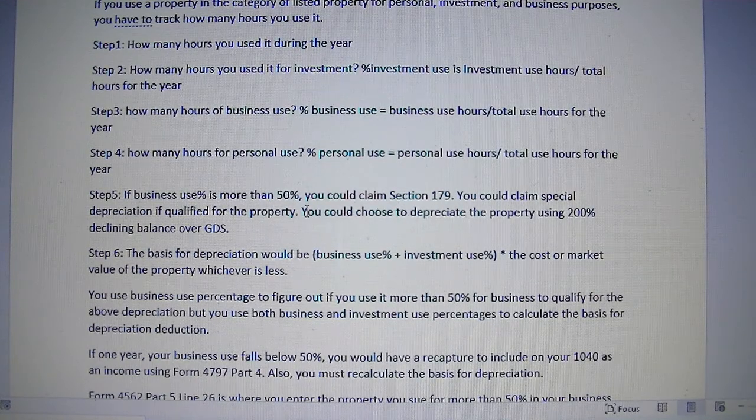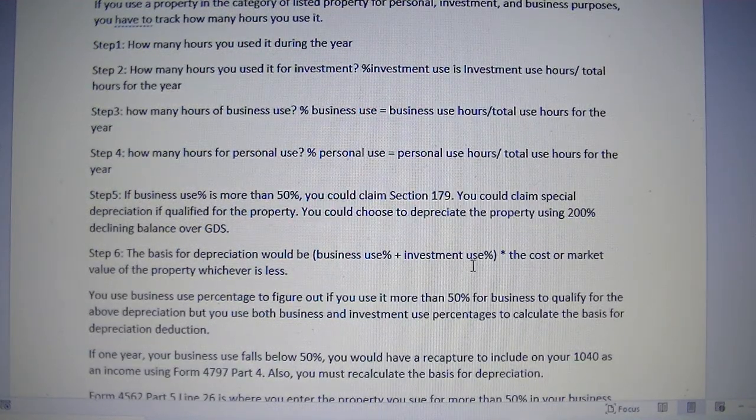So the basis for depreciation will be the business use plus investment use percentage, times the cost or the market value of the property, whichever is less. If the property was not purchased and placed in service during the same year, then you have to calculate the market value and compare that to the purchase price to choose the lesser amount. But if you purchase it during the year and start using it during the year for business, then the cost will be the cost for business, and you multiply that by the total percentage of business and investment use.